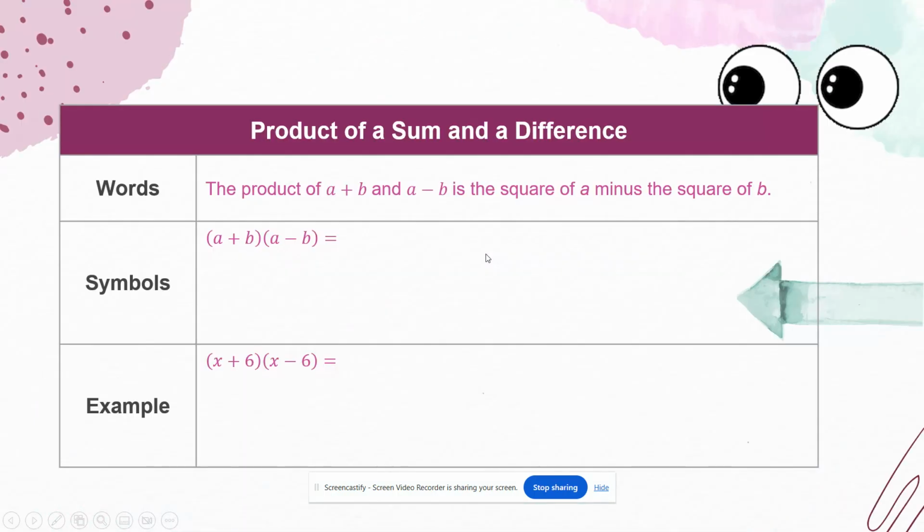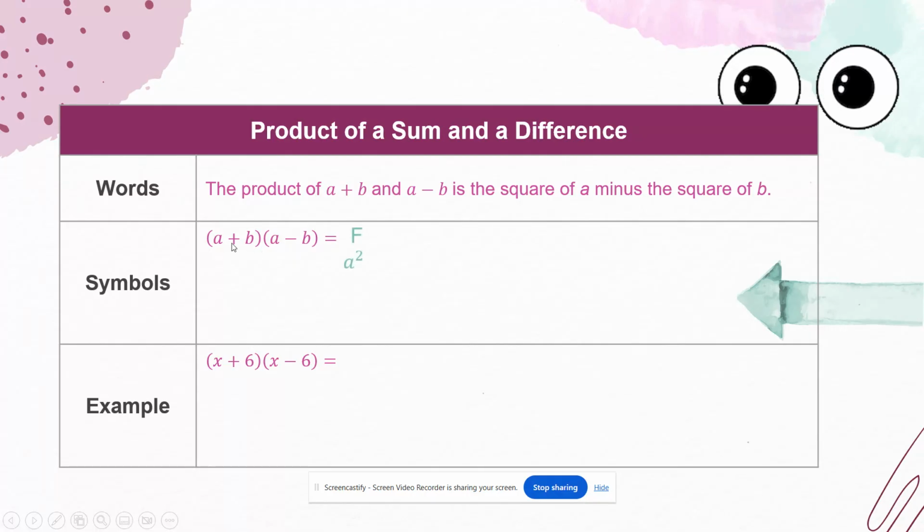Our third special product we're going to look at is the product of a sum and a difference. So in this case, one of our binomials, okay, is going to have two terms and a plus sign separating them. And my second binomial is going to have the same two terms, but a minus sign separating them, okay?